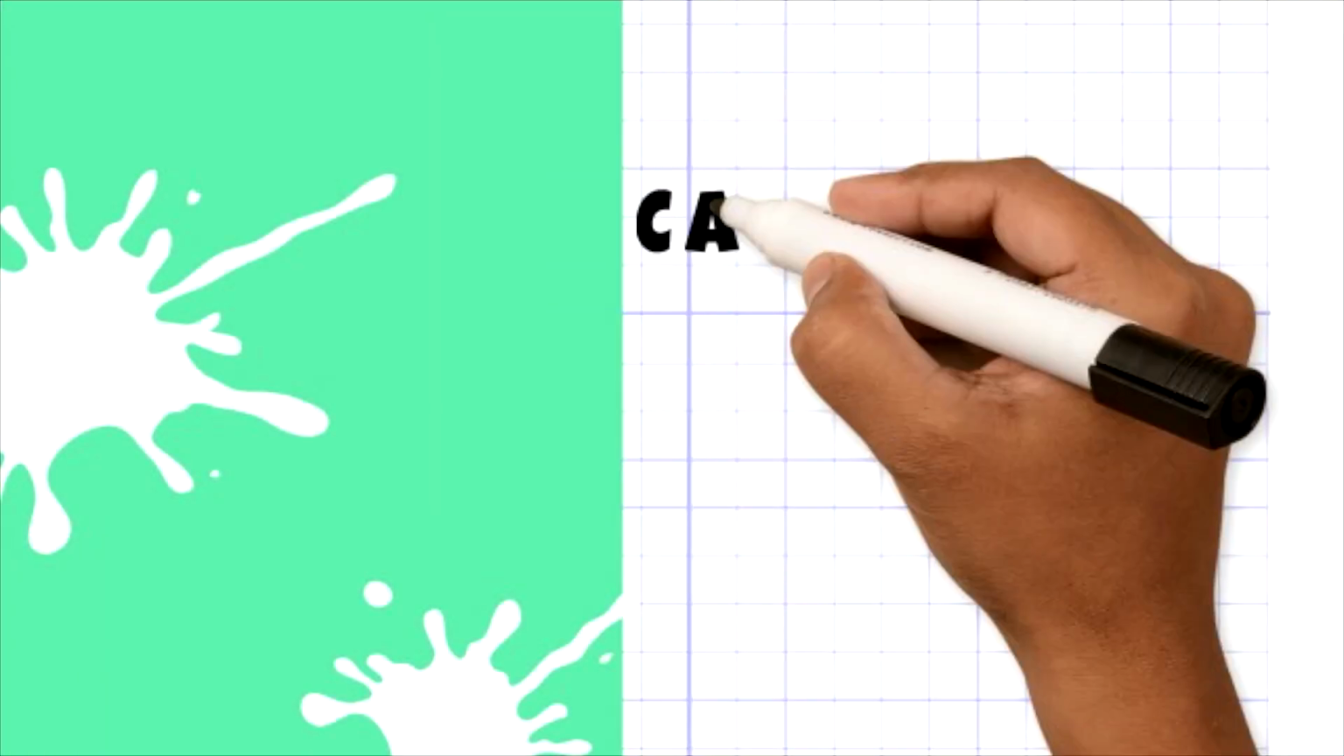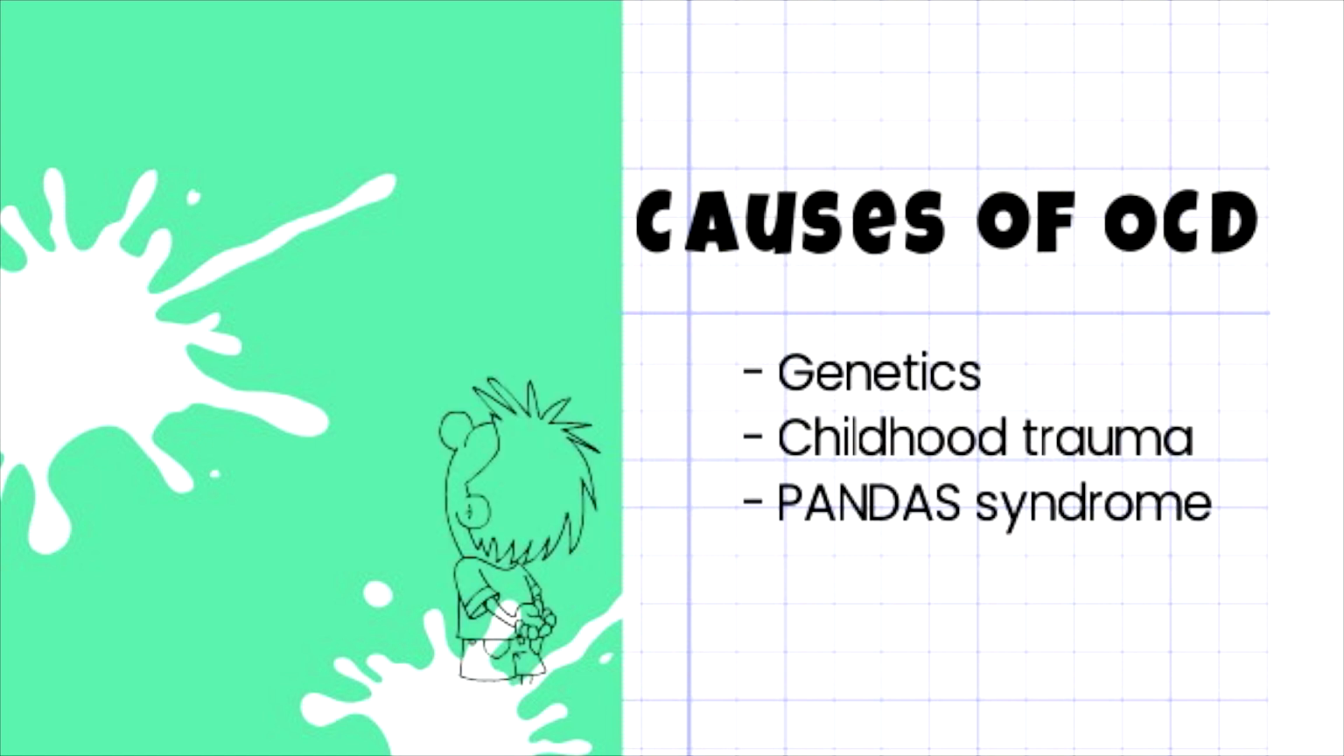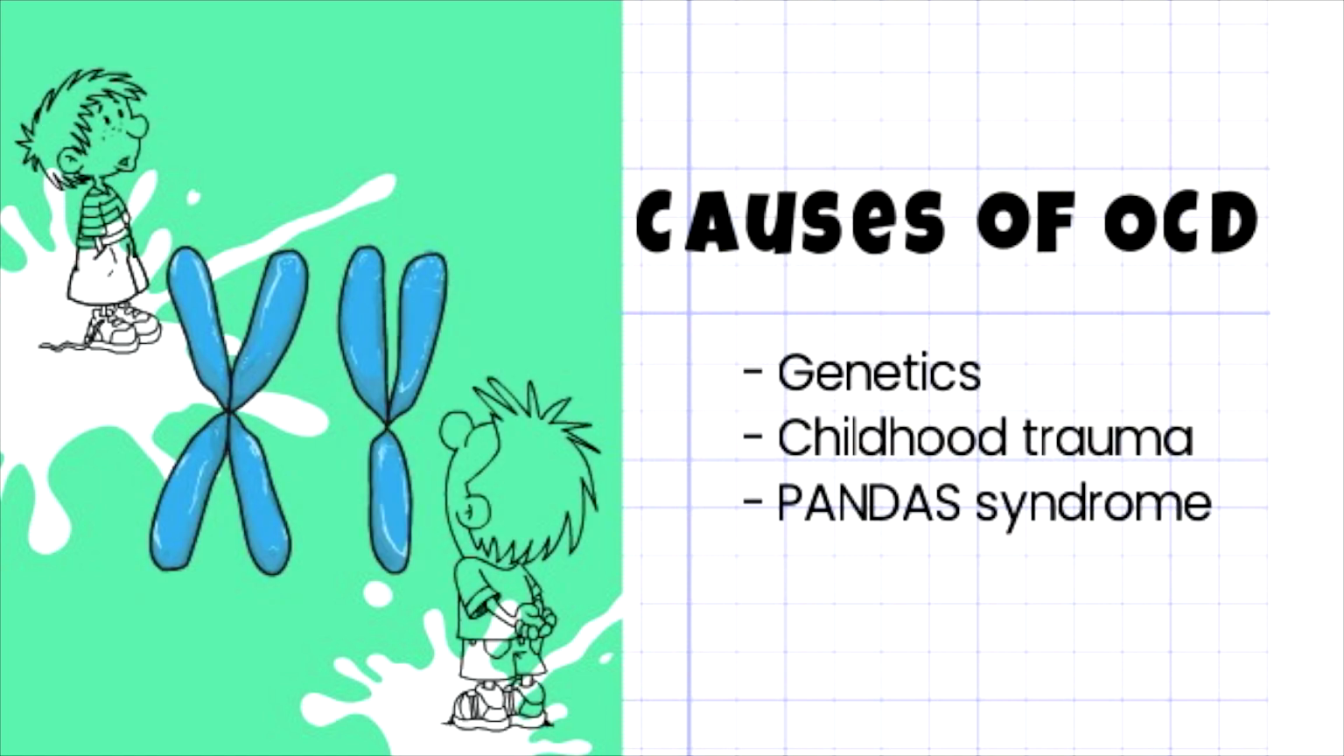So what are the causes of OCD? OCD could be due to genetics, childhood trauma, or PANDAS syndrome. Studies have shown that people who have a first degree relative with OCD are at a higher risk of developing this condition, and their risk increases if their relative developed this condition as a child or teen. Childhood trauma has also been associated with OCD. The childhood trauma may include neglect or abuse.